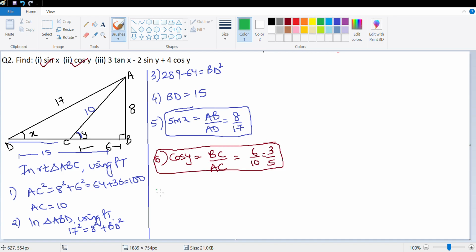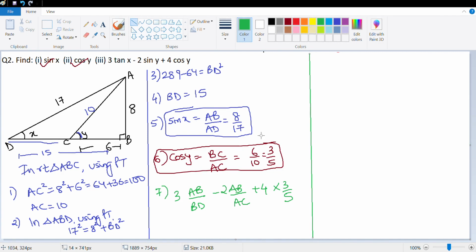Third part says 3 tan x minus 2 sin y plus 4 cos y. So 3 times tan x. Tan x would be perpendicular upon base, so AB upon BD, minus 2 into sin y. Sin y would be perpendicular, which means AB upon hypotenuse, which is AC, and plus 4 cos y. Cos y we have calculated, it is 3 upon 5. So let's substitute values and see what we get.